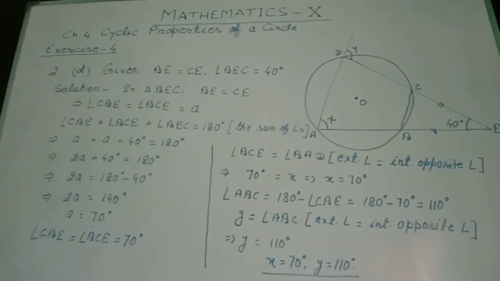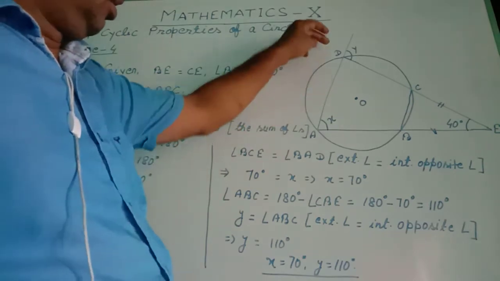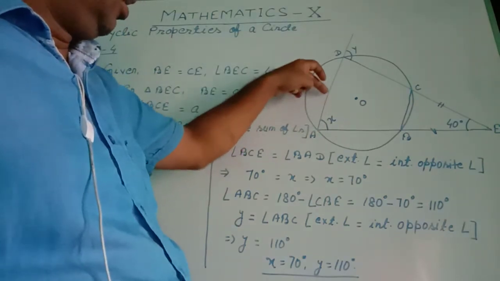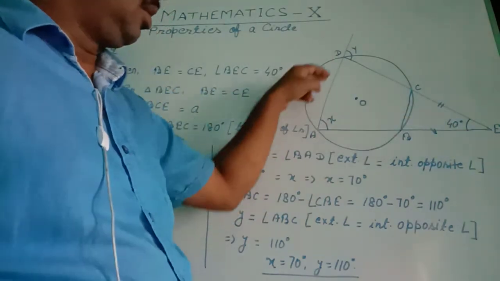In cyclic properties of a circle, exercise 4, question number 2D. In this question, this figure is given, and one triangle ADE is drawn.